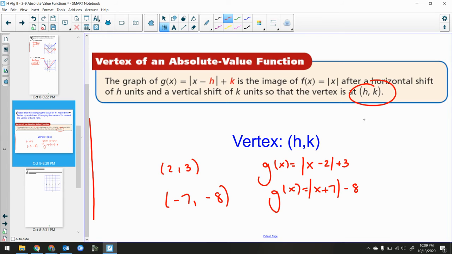Now remember what that means. That means the vertex is at (2, 3). The vertex is at (-7, -8). And at that point, we can take it from right to left using that same consistent slope on the right side and the left side. Notice that I haven't changed the slope. I haven't multiplied anything to x yet. The slope has not been changed. But what has been changed is where the vertex is.